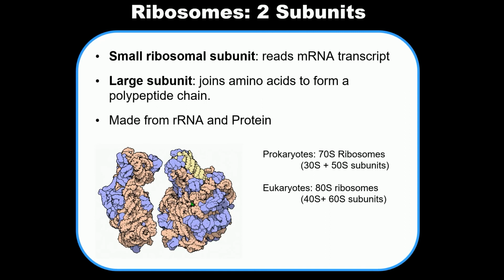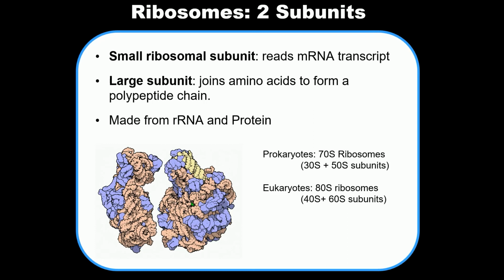Prokaryotes have what we call 70S ribosomes, whereas eukaryotes have 80S ribosomes. And we also have measurements of the size of the large and small subunits. Prokaryotes have a 30S small subunit and a 50S large subunit. And eukaryotes have a 40S small subunit and a 60S large subunit. Now, you might be looking at those numbers and saying, I don't think 30 and 50 add to 70, and I'm pretty darn sure that 40 and 60 don't add to 80.